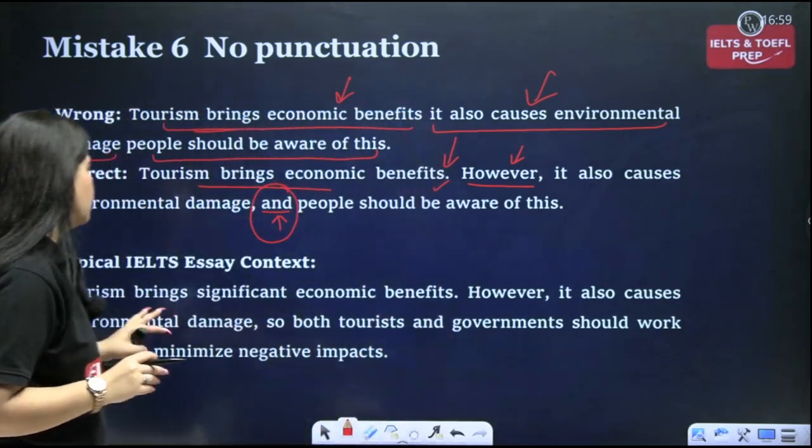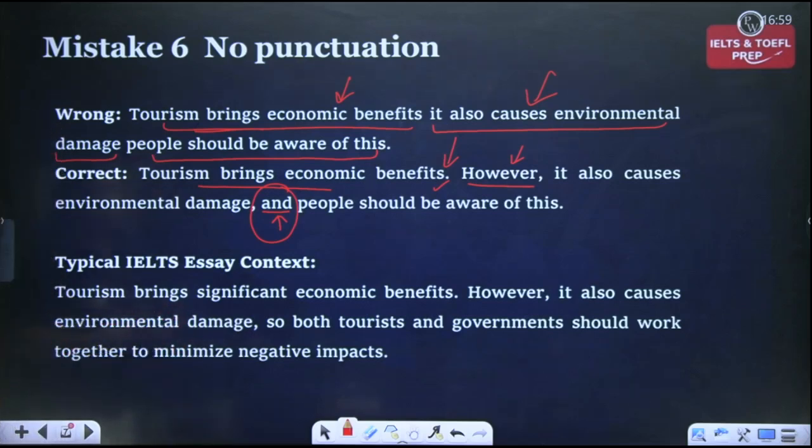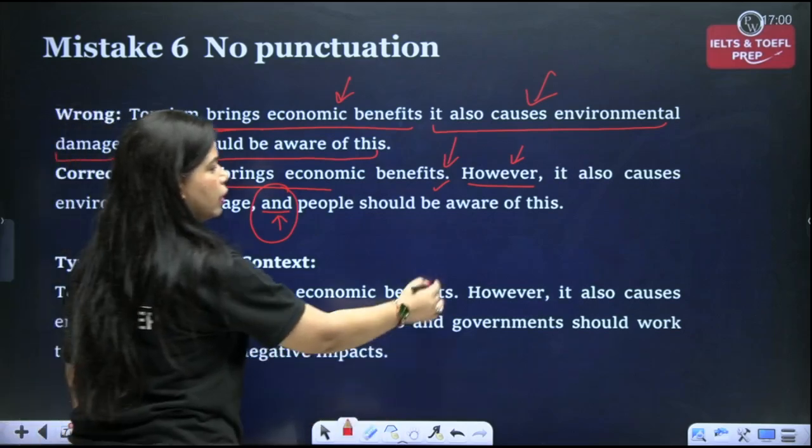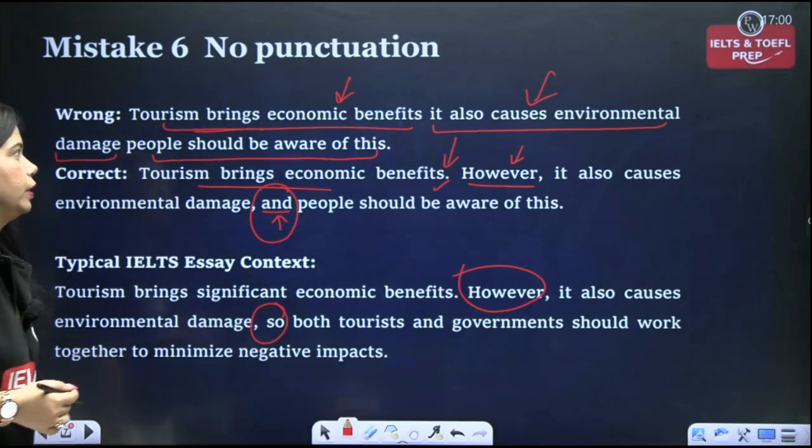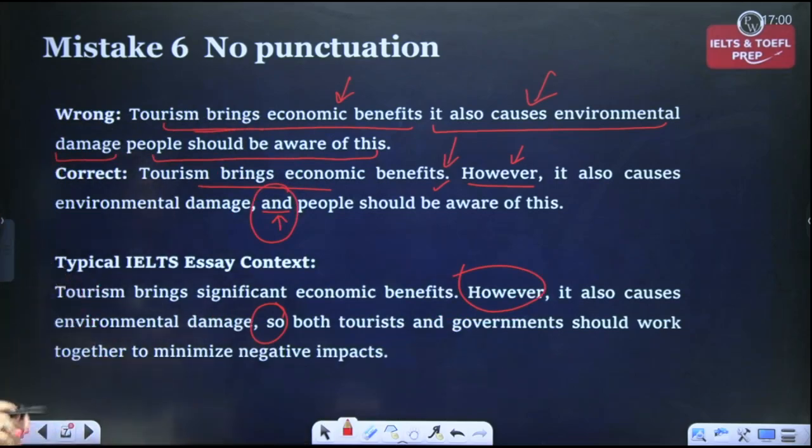Moving on, look at this IELTS level example. So, I have written tourism brings significant economic benefits. However, it also causes environmental damage. So, both tourism and governments should work together to minimize negative impacts. Right. We have a conjunctive adverb here and we have this conjunction here for connectivity. And commas at the right place, full stops at the right place.